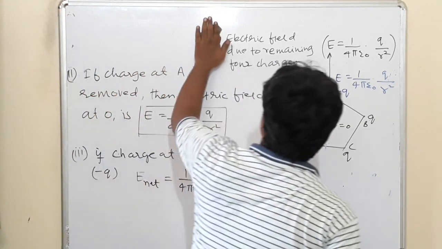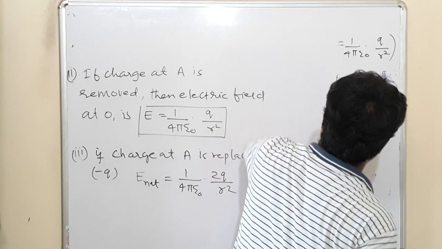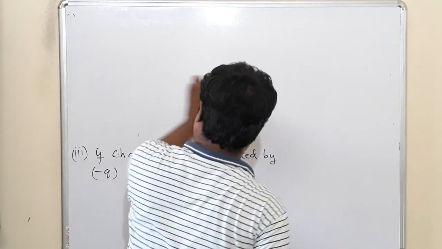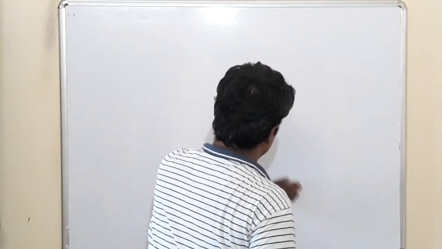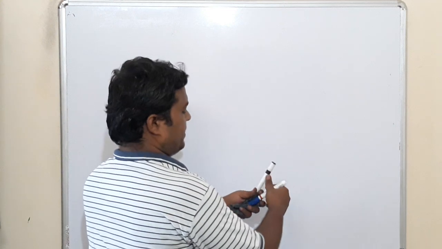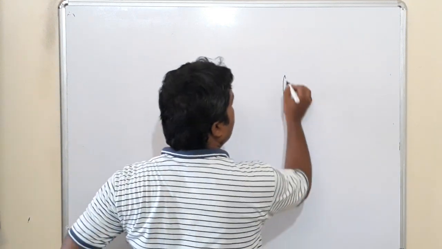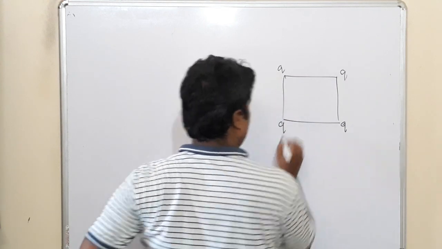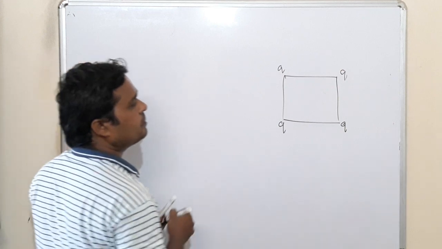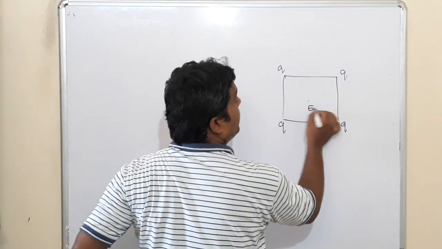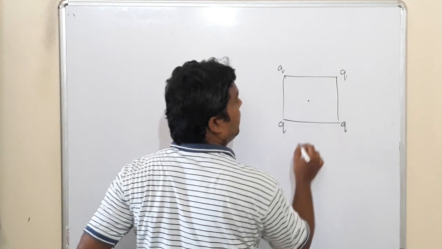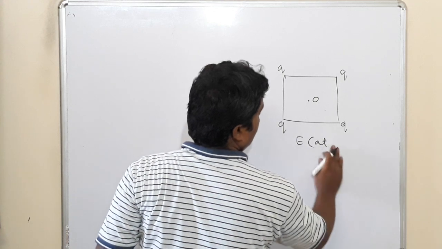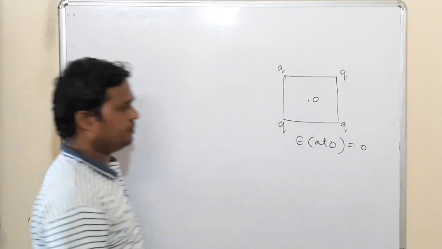Suppose for example, yesterday I explained it, in case of a square, in case of a triangle. Suppose if you take a square, this is q, this is q, this is q, this is q. Now what is the electric field at the center? Electric field at the center will be 0 because all charges are identical and they are cancelling each other. Electric field at O is equal to 0.